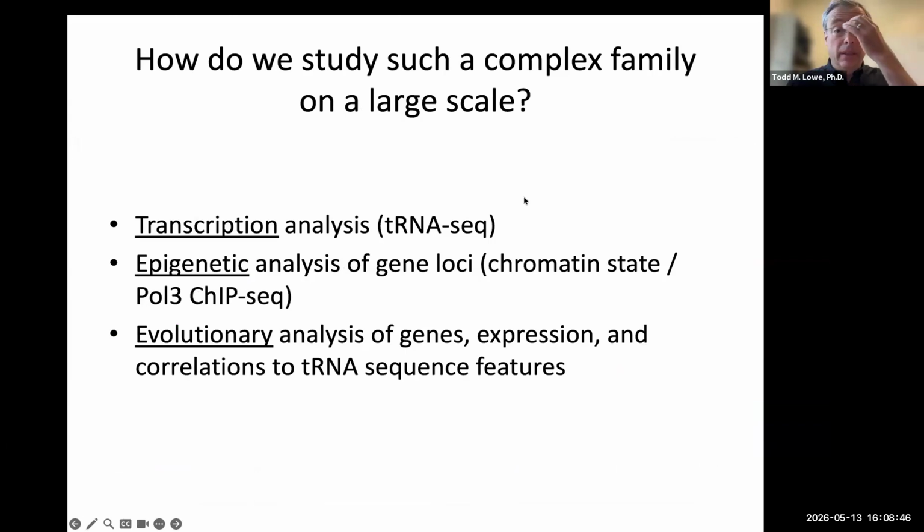So how do we study hundreds and hundreds of genes? Well, tRNA sequencing. There are new technologies for sequencing tRNAs, because they're very highly modified, and previous RNA-seq methods did not work very well. So only in the past 10 years do we really have good transcription data for tRNA sequences. There's also a lot of epigenomic data out there for chromatin state and Pol3 ChIP-seq, which tells us the activity levels of individual loci. And then we do a lot of evolutionary analysis between different species to show what things are changing and what things are staying the same.